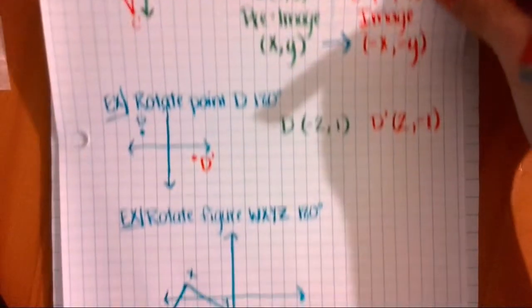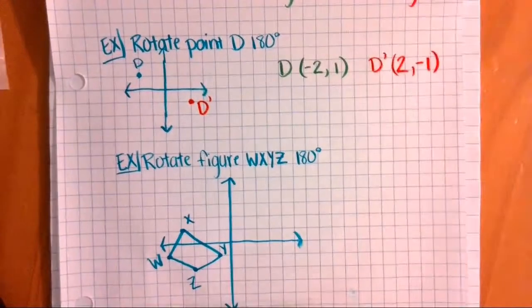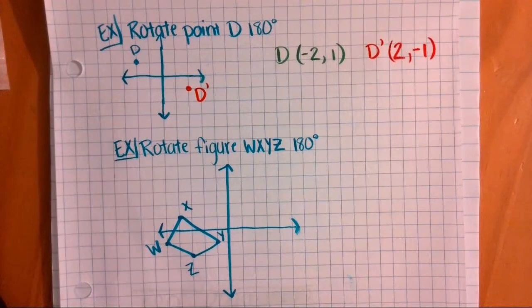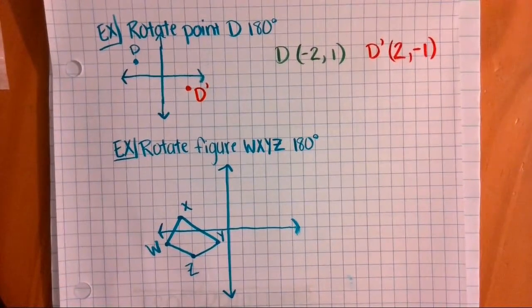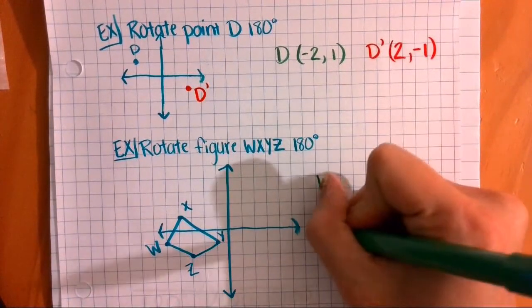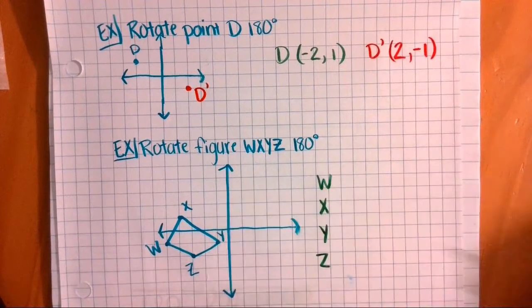Okay, let's look at a figure. So this is a little bit more difficult because we have 4 points, and our points are split across the axis, so they're in two different quadrants. But that's okay. We're going to treat it the same way. We're going to start by naming those 4 points. So we have W, X, Y, and Z.